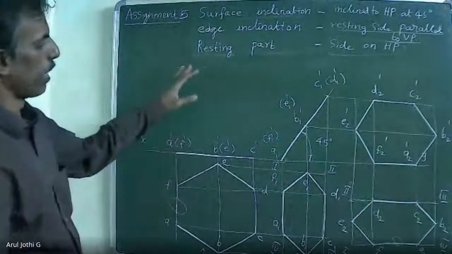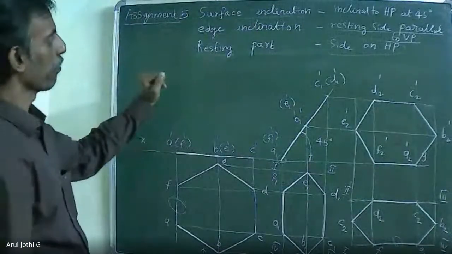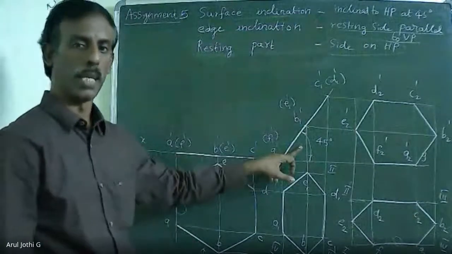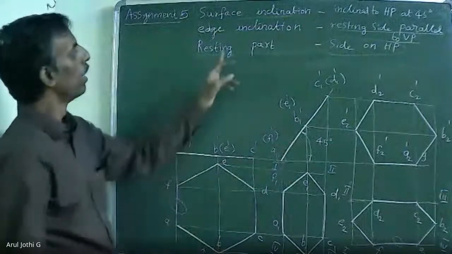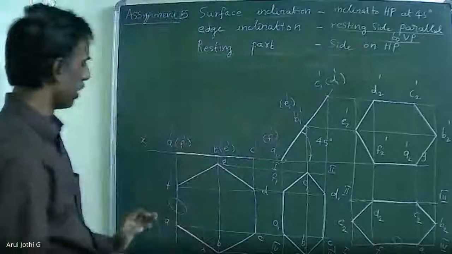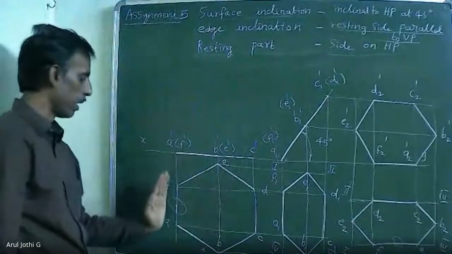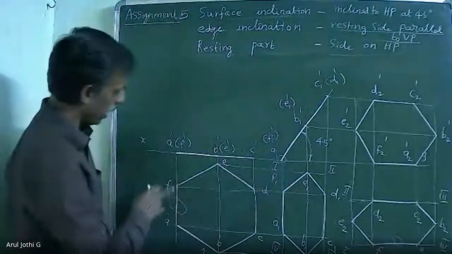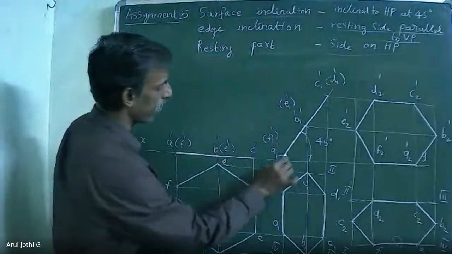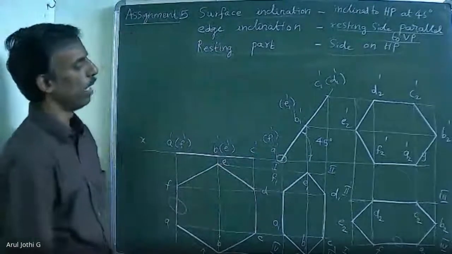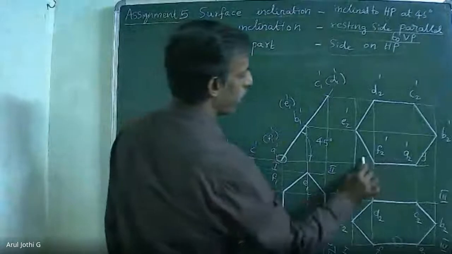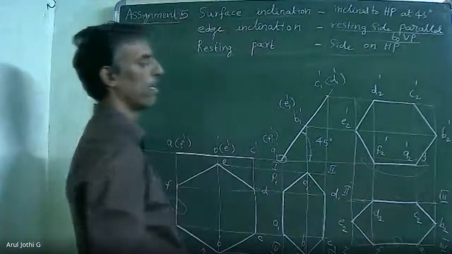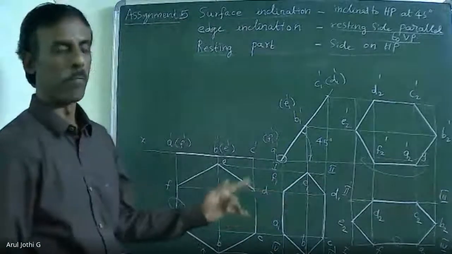Now, after completing the diagram, you check that the surface is inclined at 45 degrees to HP. That will be available in the second diagram. One of the sides rests on HP. Whatever the thing, either side or corner you are keeping here, that will rest on HP. So side AF is lying on the XY line. That means side AF is lying on HP. Or from this final diagram, you can clearly see A2 dash, F2 dash lying on the XY line. That means side AF is resting on HP.